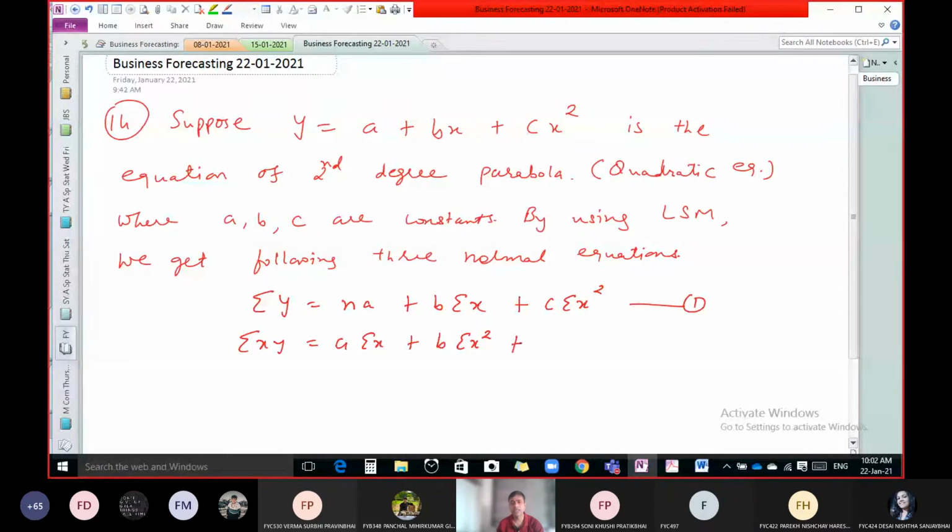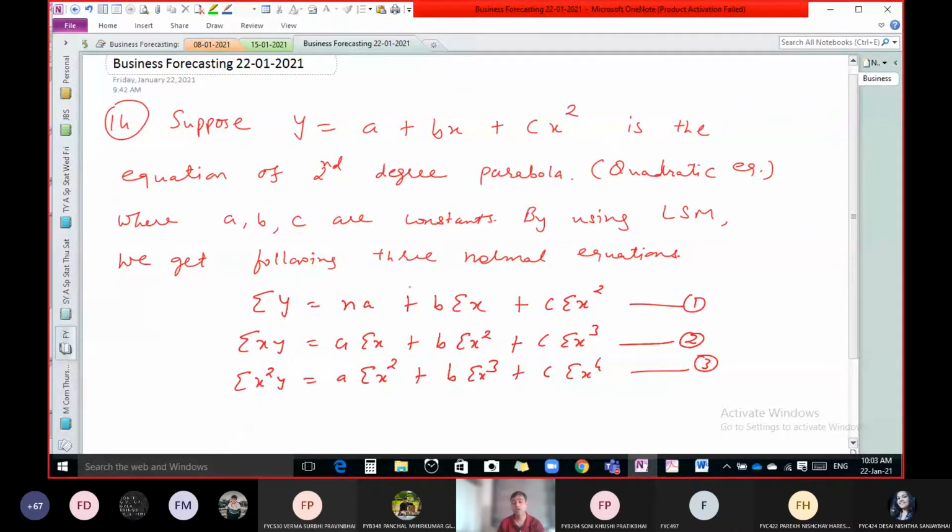Then here you have to write c sigma x cube. That is equation 2. And here you require one more equation. So what you require to do? Just multiply this by x. In that way you can learn. So we can say that it is sigma x square y equal to a sigma x square plus b sigma x cube plus c sigma x raised to 4. So this is our equation 3. So we have 3 normal equations.